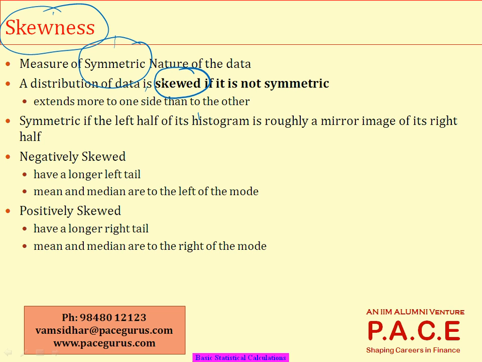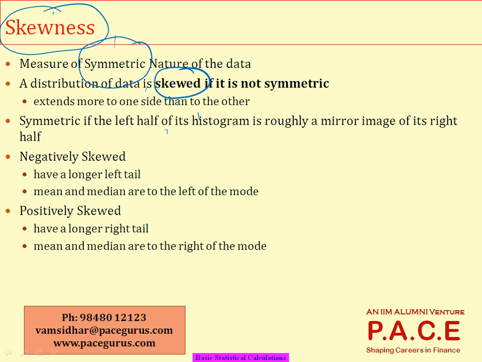If the data is not symmetric, then we call it skewed, which means it is extending more on one side compared to the other. If it is symmetric, the left hand side should be a reflection of the right hand side.